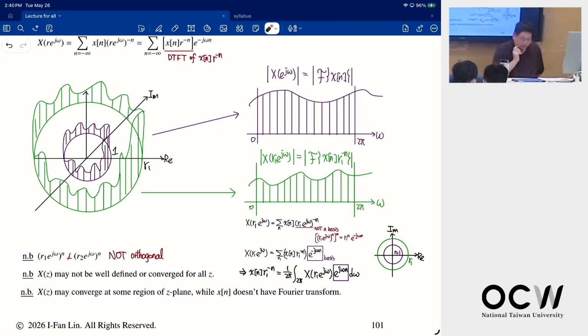For the Z transform, it may not be well defined, or it may not be converged for all z. We will see some examples later. But this Z transform may converge at some region of the z plane. Sometimes maybe x[n], this signal, doesn't have the Fourier transform, but it has the Z transform. So we can see more information for that.